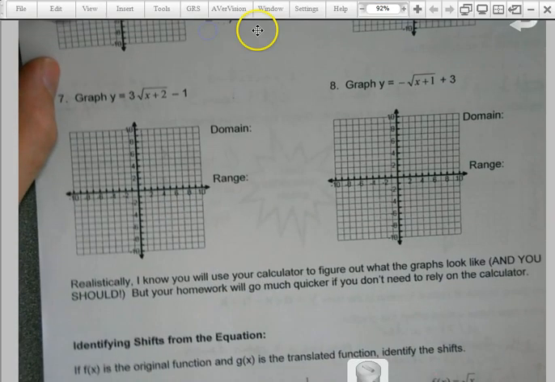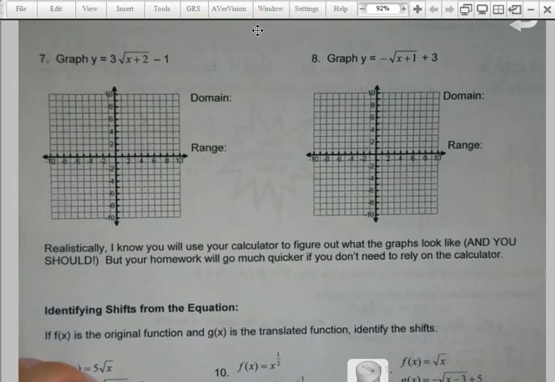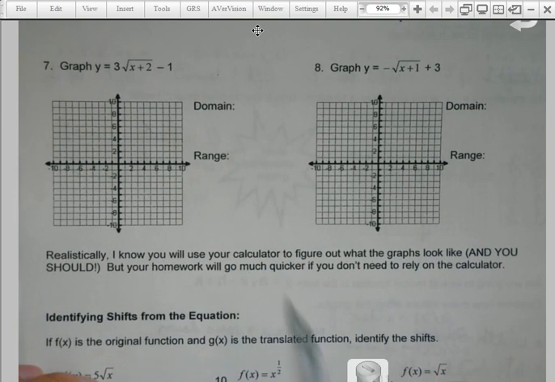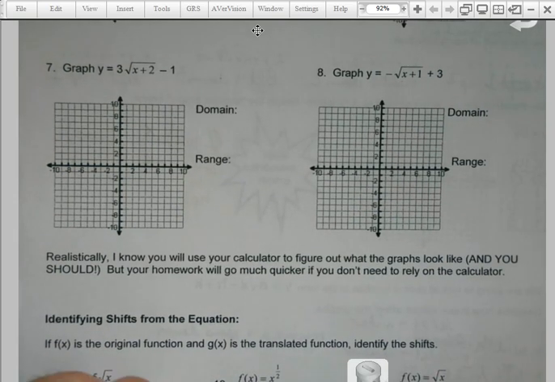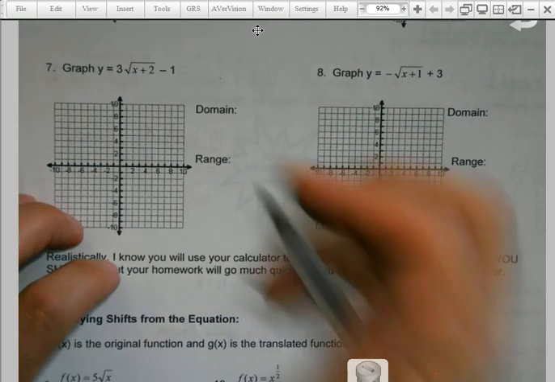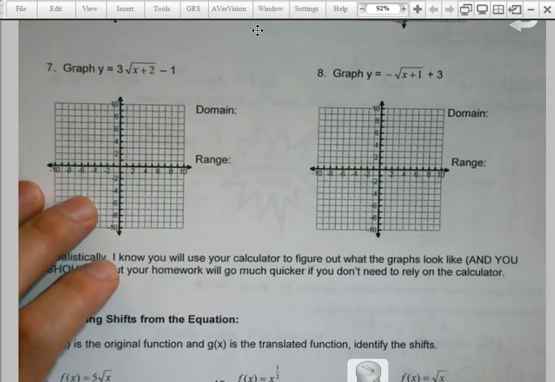And like it says down here as we get to number 7, when you've got it available, you're going to use the calculator to see what the graphs look like. And you should, and that's fine. But it does go quicker if you don't have to rely on the calculator. So this one, I'm going without a calculator this time. Oh boy. Okay, what are my 2 shifts here at the start?